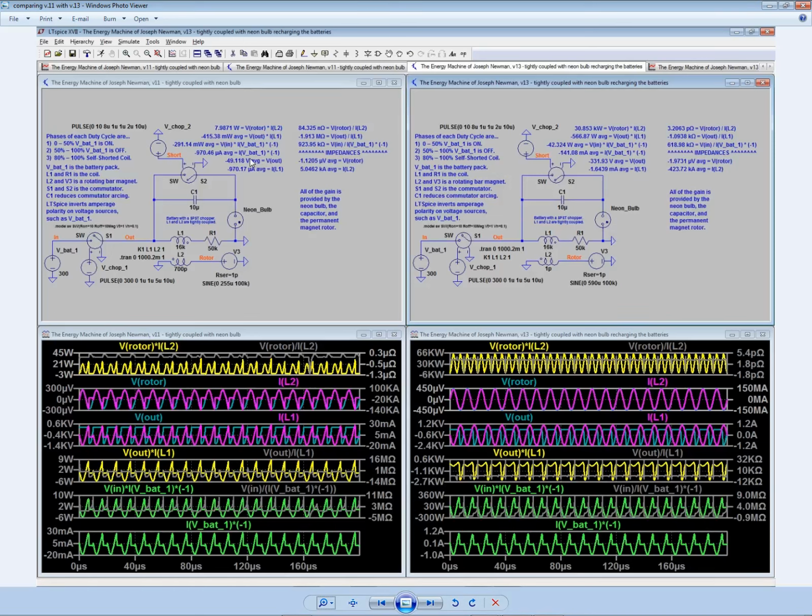So this version 11 here runs more efficiently than version 13 anyway, and so I'm not going to develop version 13 any further. I'm just going to revert back to version 11, and base any of my further developments off of version 11. But now I have impedances so I can more thoroughly analyze the situation and see what's going on.